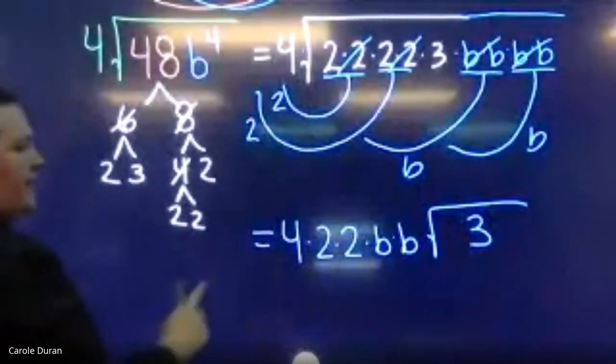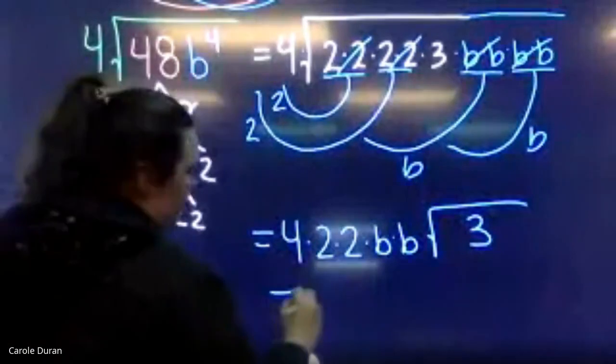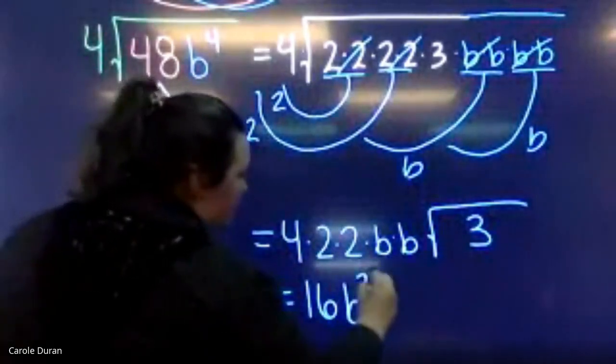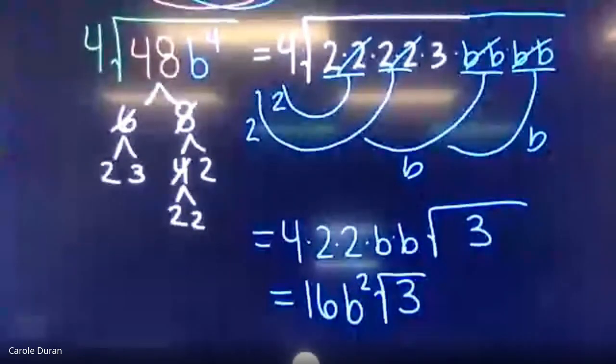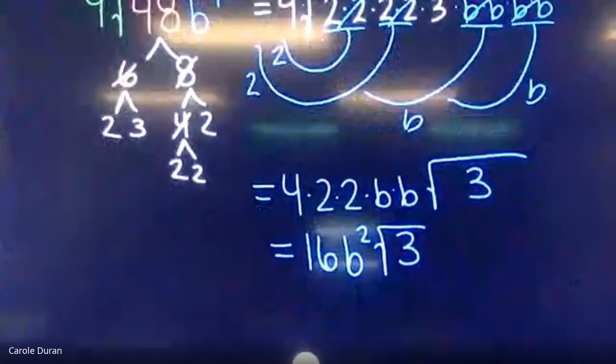And we just simplify this. 4 times 2 times 2 is 16. b times b is b squared. And then the square root of 3. Does that make sense? Yes.